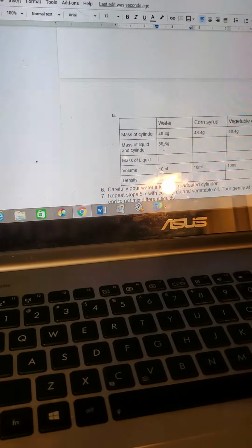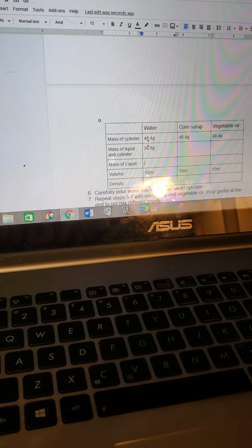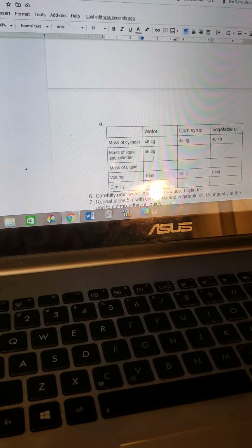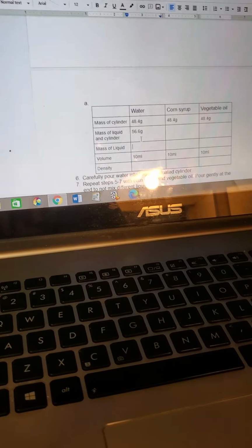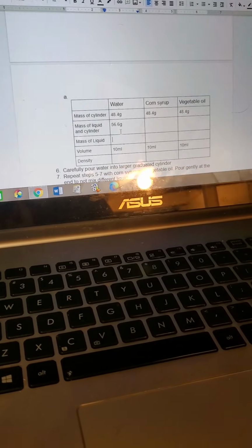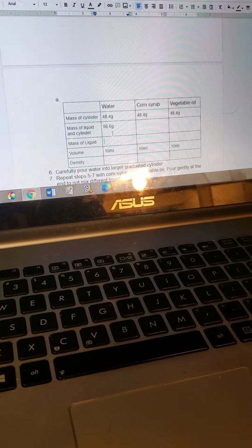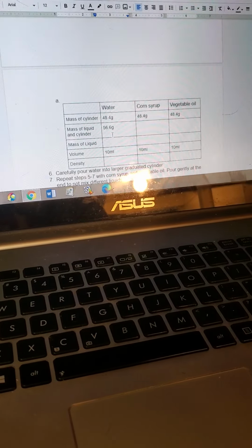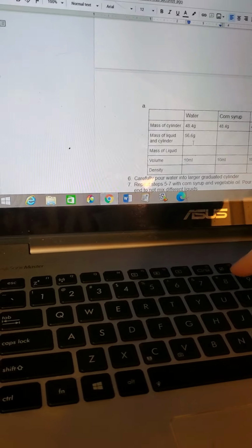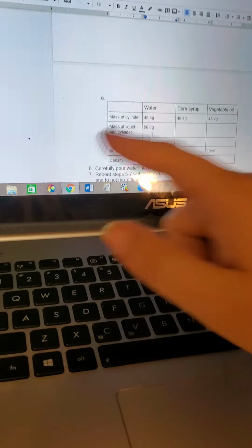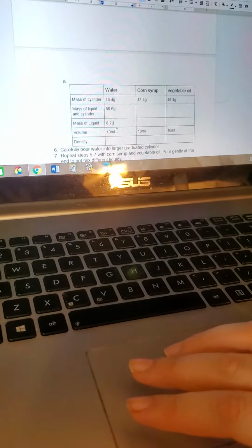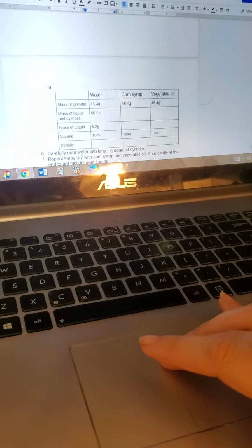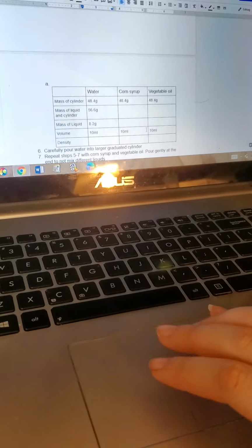So what we're going to do is 56.5 minus 48.4. I'm going to give you a minute or a second for that math. Go ahead and think about it. What you should get is 8.1. Okay? 8.1 grams. That's the difference. Okay? And then the volume is 10 milliliters, and it's going to be 10 milliliters for corn syrup and for vegetable oil. So we're just going to go all the way across there.